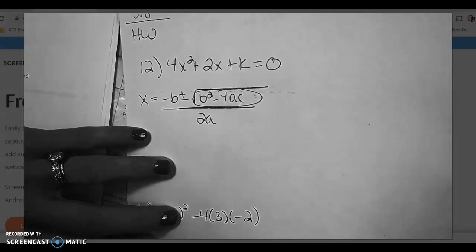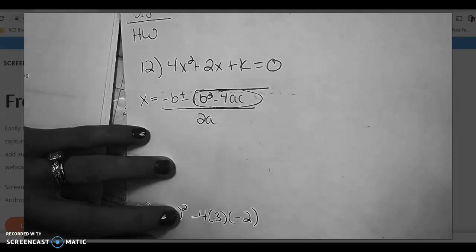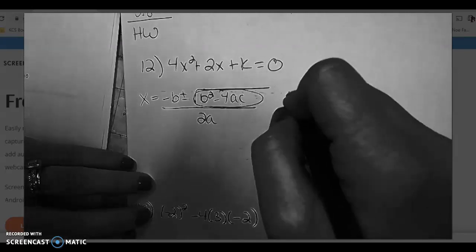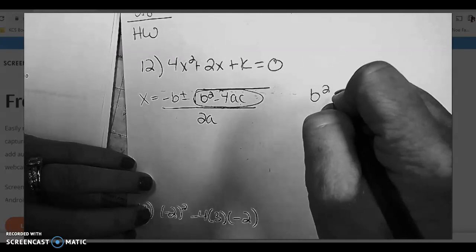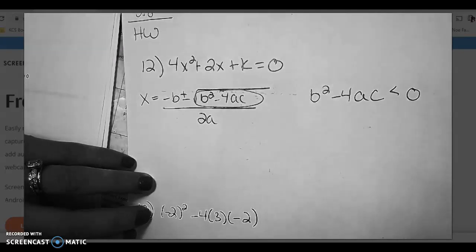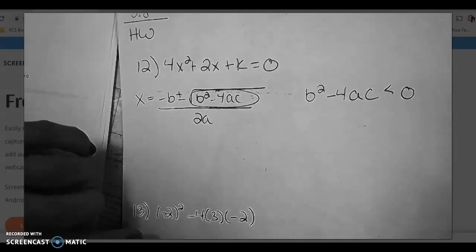And you probably can guess, or you probably already knew, that if that quantity is negative, that means you're going to have a negative under your radical, which will produce i. So that's what we're looking for here. We're looking, in this example, what would make b squared minus 4ac be less than 0? What would make that be negative?